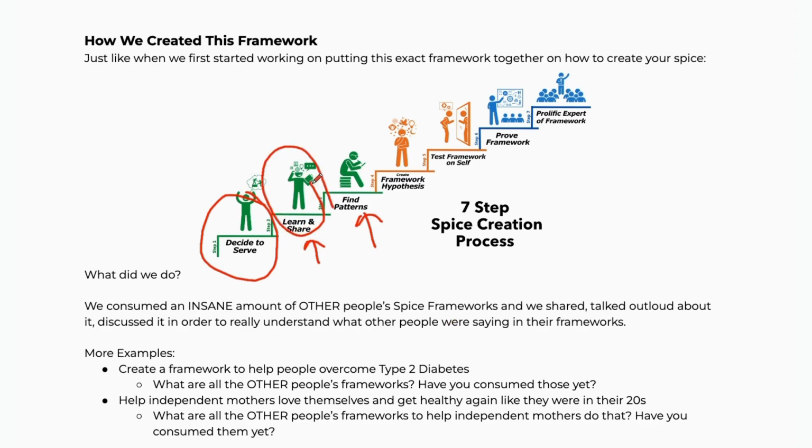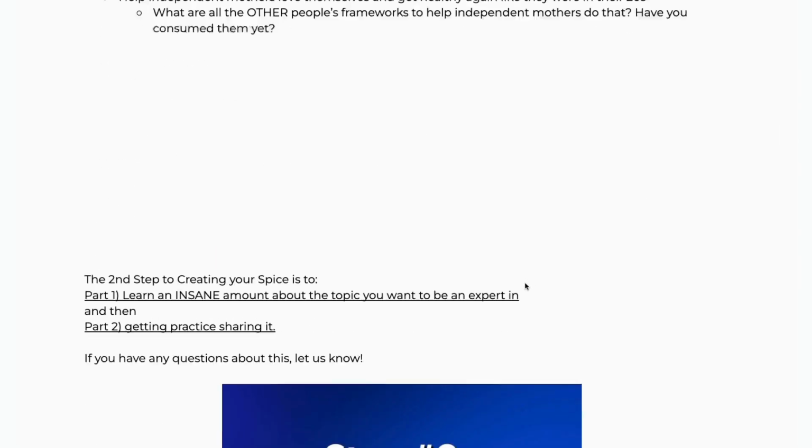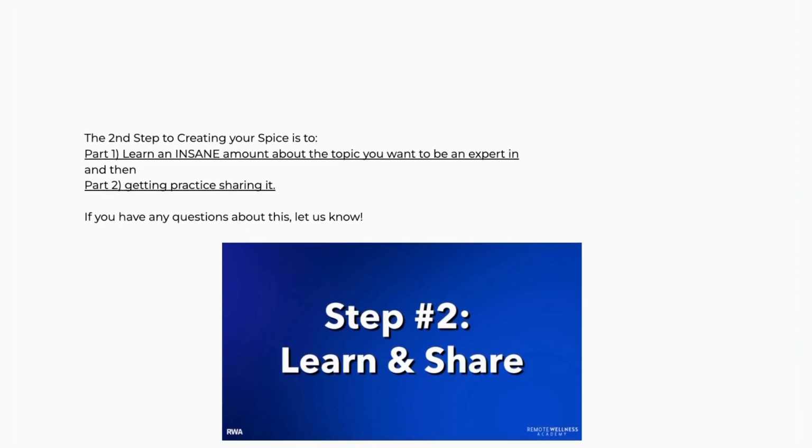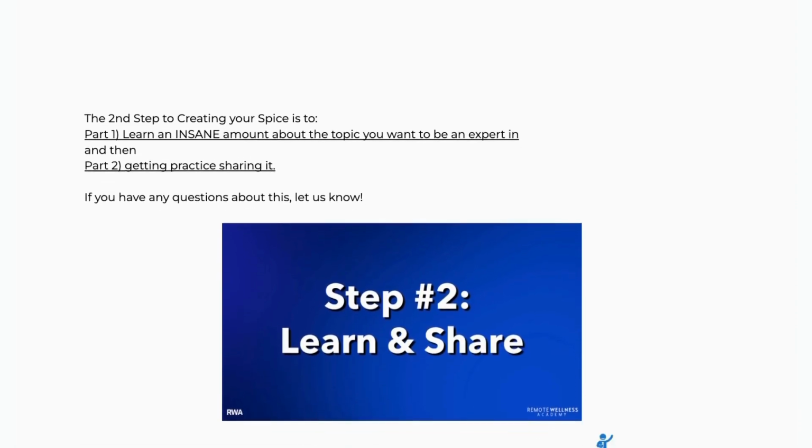And then on top of that, you have to make sure that you are sharing it out loud so that way you can eventually start to see the patterns that are going on there as well. And so that's why when we talk about step number 2 of this entire process, there are 2 parts. Remember, learn an insane amount about the topic that you want to become an expert in. And then number 2, you got to get practice sharing it. So that is step number 2.